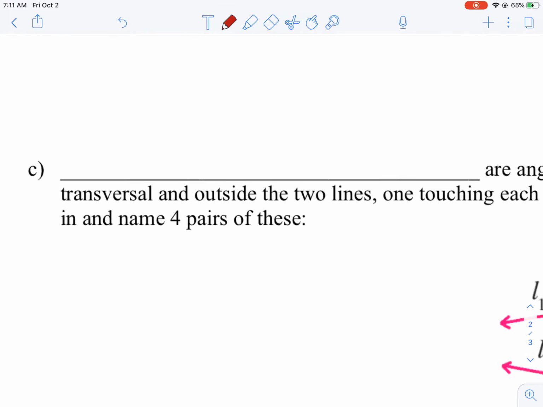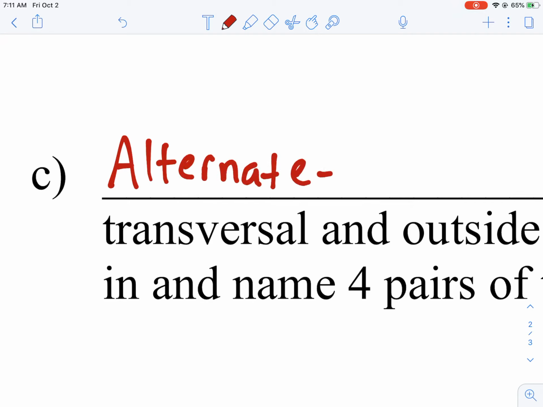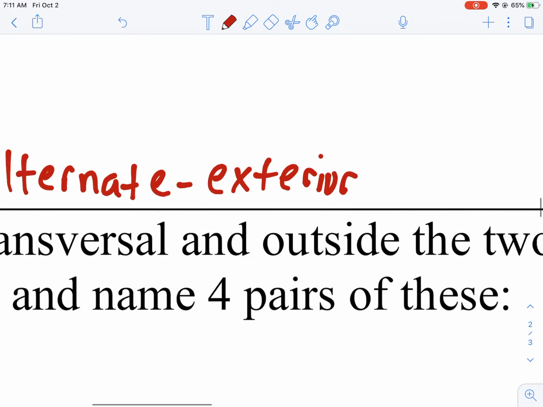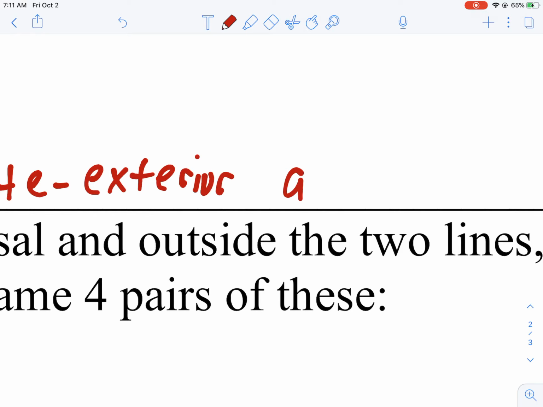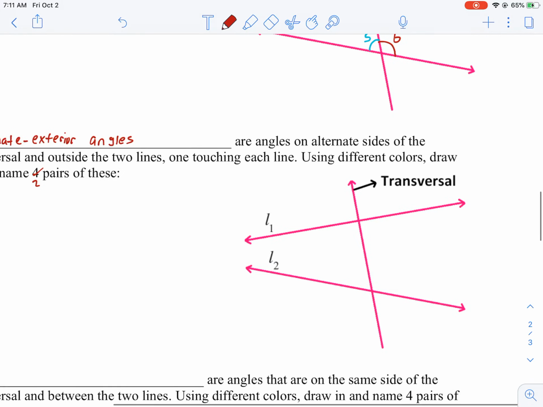The next one that we're going to talk about is similar to the last one we just said, except this time it's, you guessed it, alternate exterior angles. So it has a similar definition, except it's just on the outside of the lines instead of the inside. So they're still on alternate sides of the transversal, except they're outside the two lines, all right?